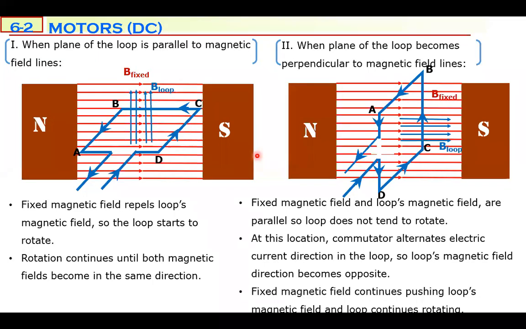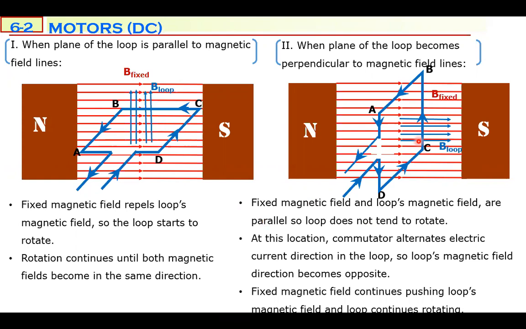So we are making the magnetic fields perpendicular to each other, and then you release this loop free to rotate, and it tends to rotate until it becomes perpendicular to the external magnetic field. So both magnetic fields become parallel. With a fixed magnetic field, you pass the loop's magnetic field, so the loop starts to rotate. Rotation continues until both magnetic fields are in the same direction. So the fixed magnetic field and the loop's magnetic field are parallel, so the loop does not tend to rotate at this position and rotation stops. But we want the motor to continue rotation.